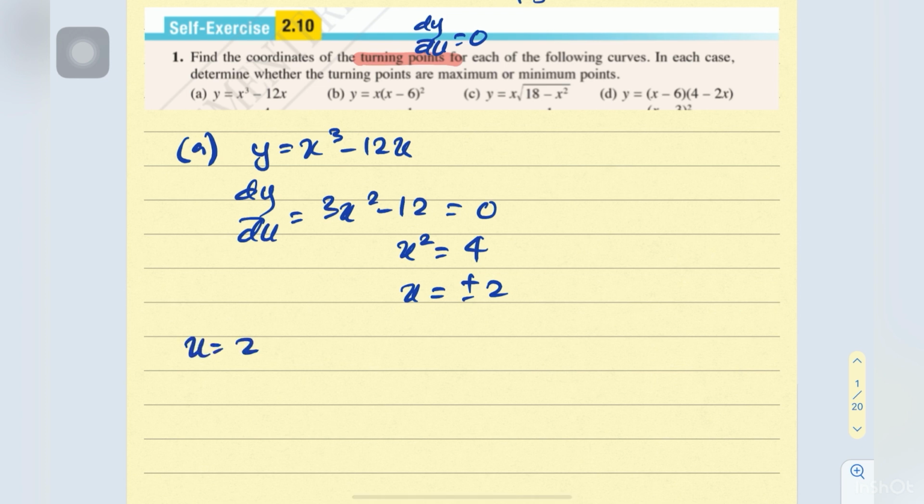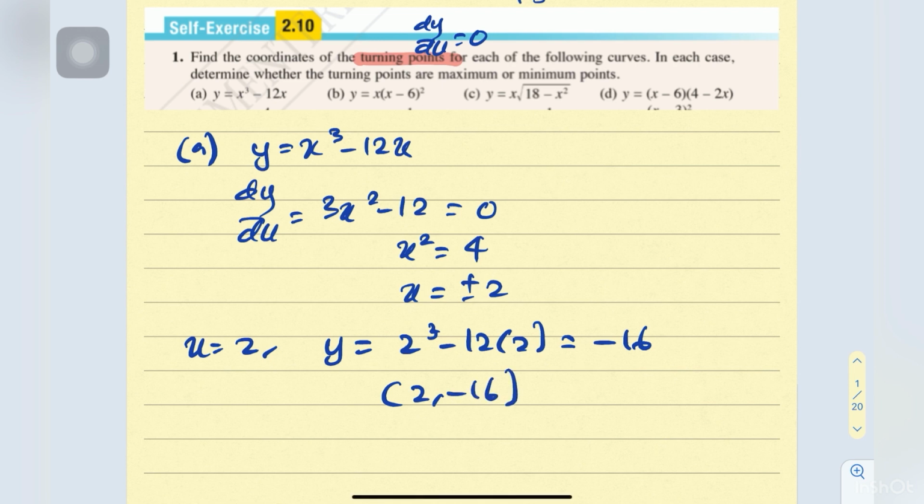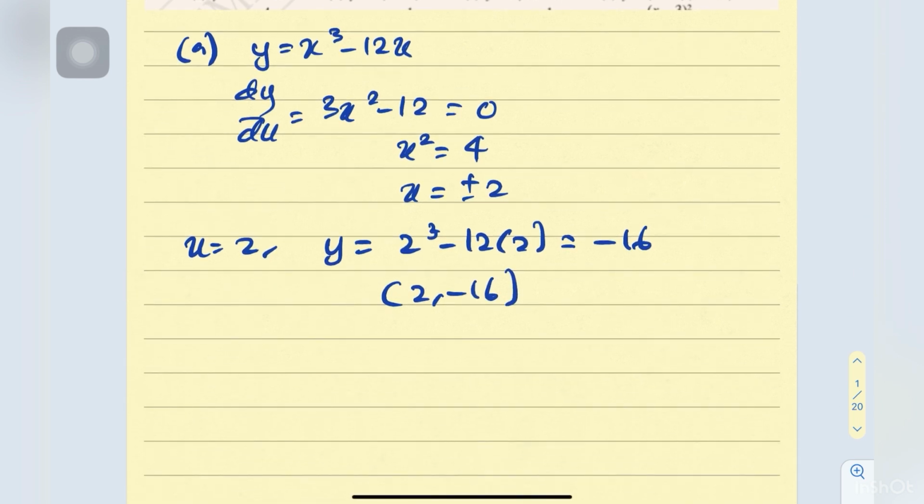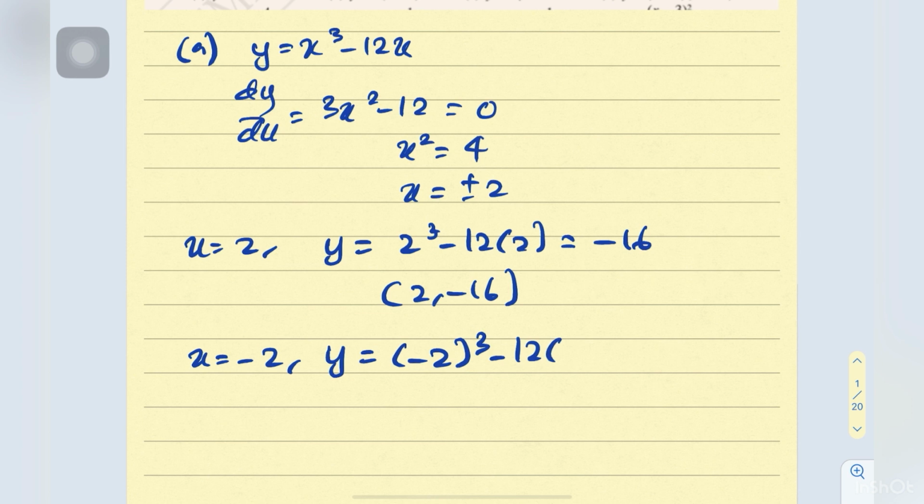When x equals 2, y is 2 cubed minus 12 times 2, which equals negative 16. So one coordinate is (2, -16). For the other value, when x equals negative 2, y is negative 2 cubed minus 12 times negative 2, which is 16. So the second coordinate is (-2, 16). Now you have to identify which one is maximum and which one is minimum.